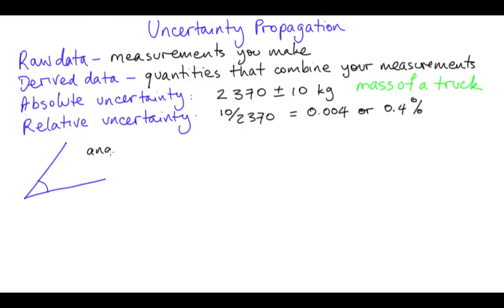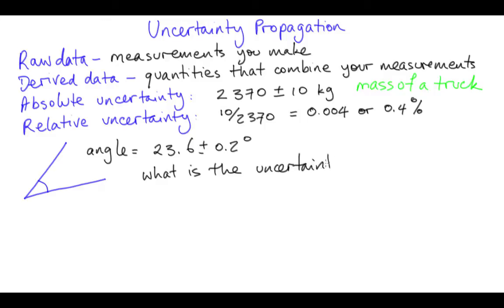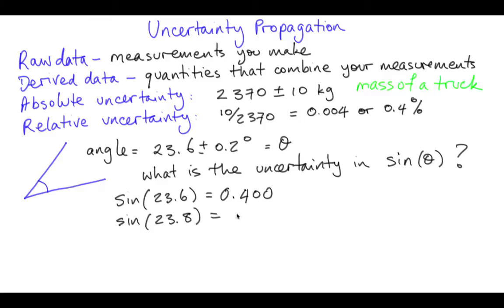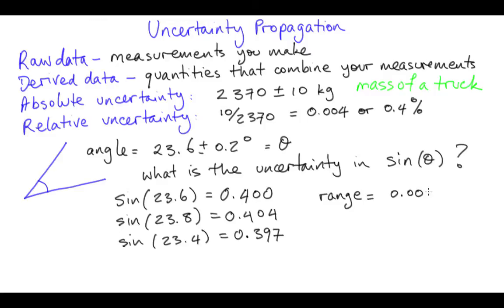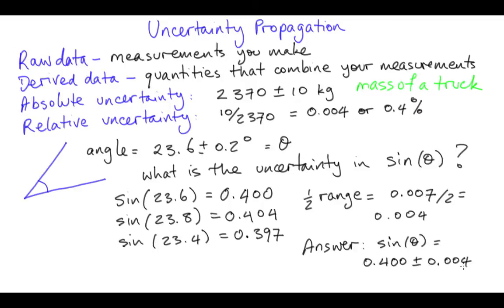What about if you have to use your measurement in a function? Say you measure an angle, but you need to evaluate the sine of the angle. Then the most straightforward way to estimate the uncertainty is by plugging in some numbers. You have to evaluate the largest and smallest possibilities for your measurement and see what range of function values that gives you. A more rigorous approach uses calculus, but we won't go into that here.